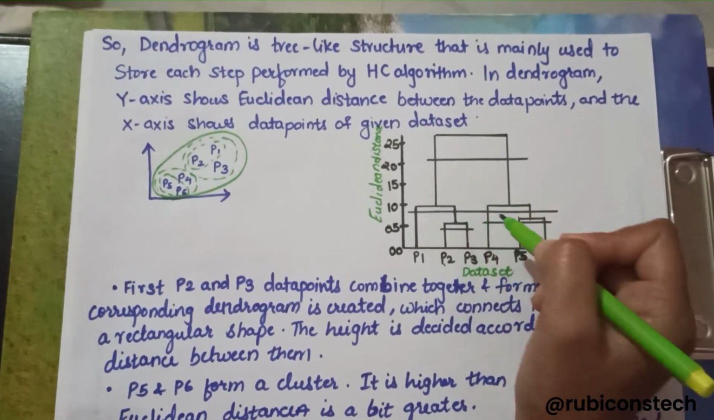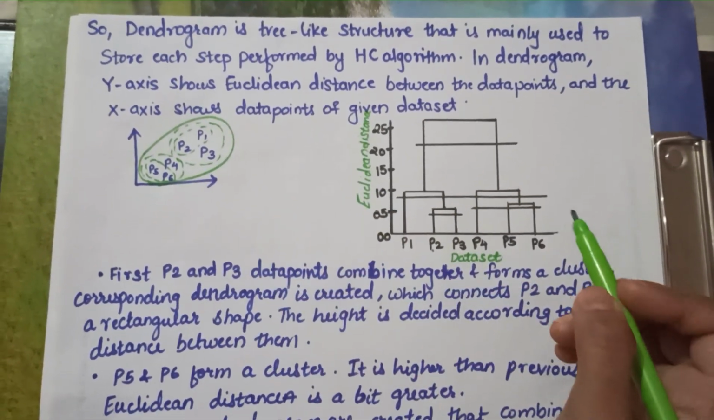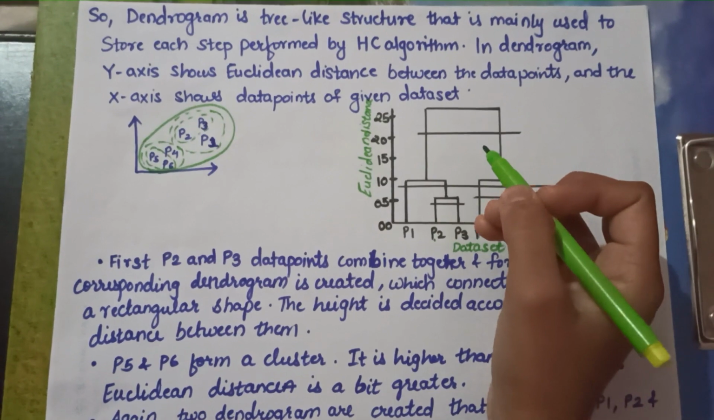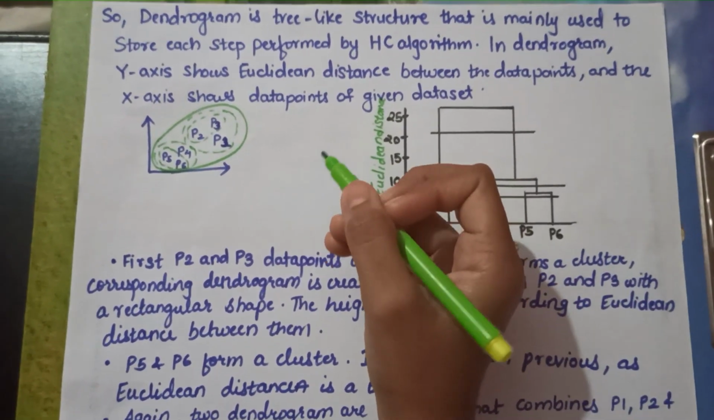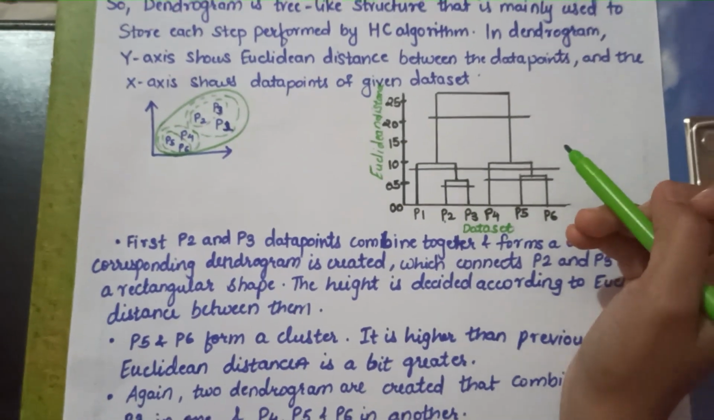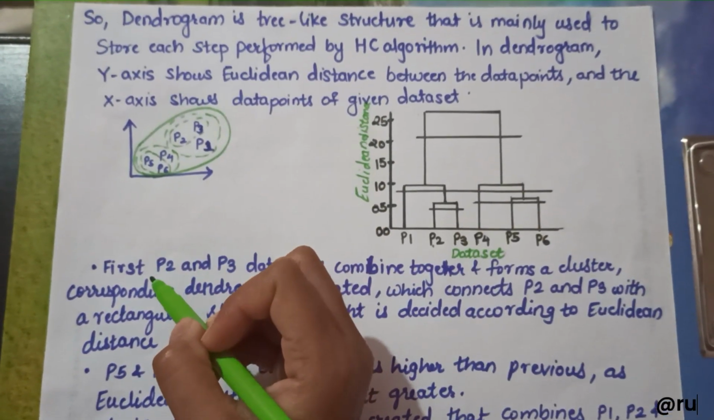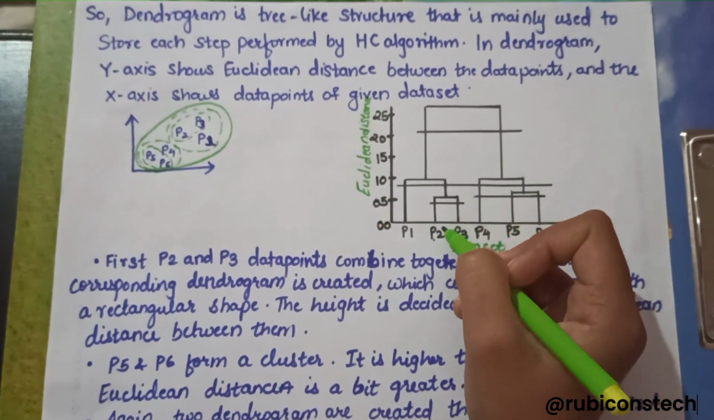So this is the dendrogram that we have drawn for the previous example. As we have seen in the previous example, the points P2 and P3 were merged together into a single cluster as their distance was less. So the dendrogram is drawn for the respective one.